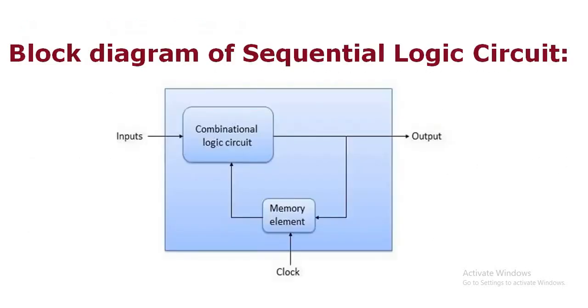Now, this is the block diagram of sequential logic circuit. In this block diagram, this is a combinational logic circuit. Input is given to the combinational logic circuit and output is taken from the combinational logic circuit. In this combinational logic circuit, it does not require any past input. But in sequential logic circuit, it requires past input. That's why the memory element comes into the picture. And to this memory element, clock signal is required.